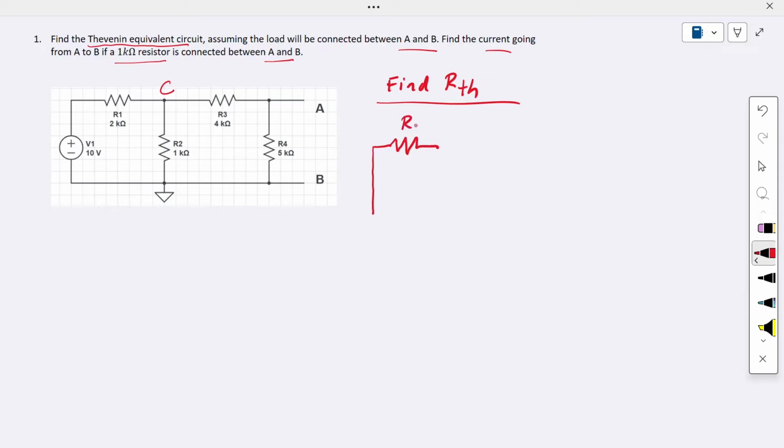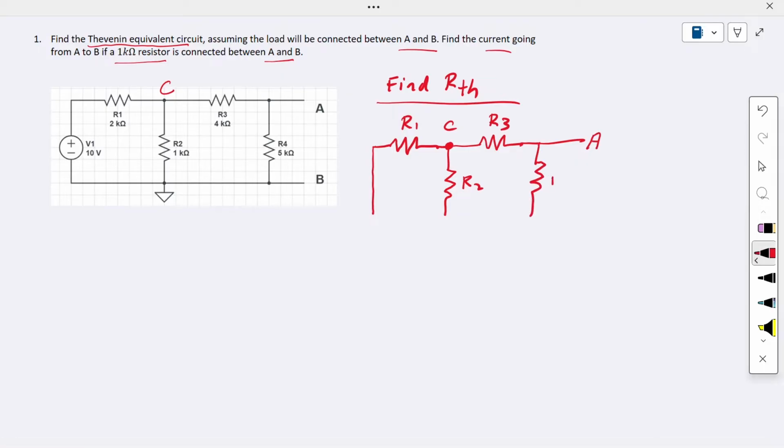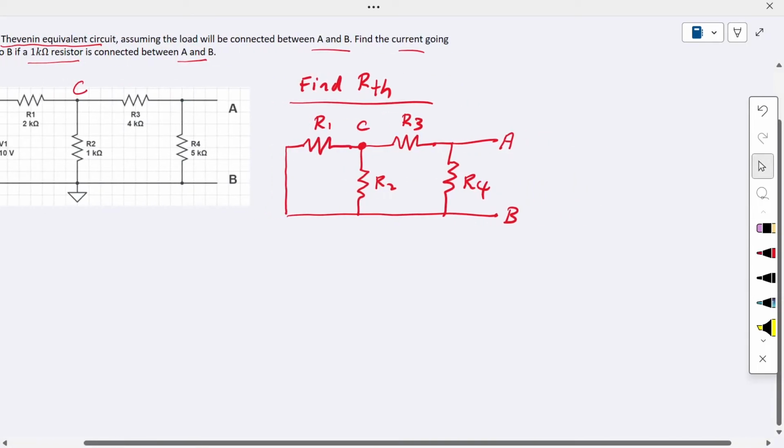This is our R1. And then at this junction node C, it is split into R2, and then go to this R3, and then we go to this node A. Here we have one split resistor R4, and then it's connected to the node B. Okay. So find the RTH between A and B. We can redraw the circuit here.